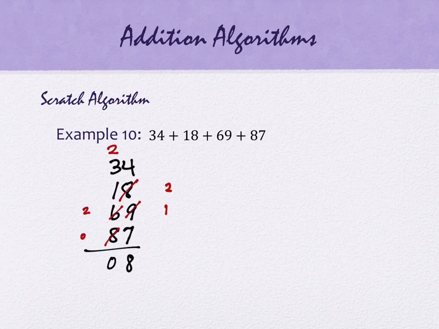How many times did I scratch in the tens column? 2. So the 2 gets carried to the next column over, but there's nothing in that column, right? It's empty. There's no other hundreds digits. So the 2 just comes down to the bottom, and I have 208.